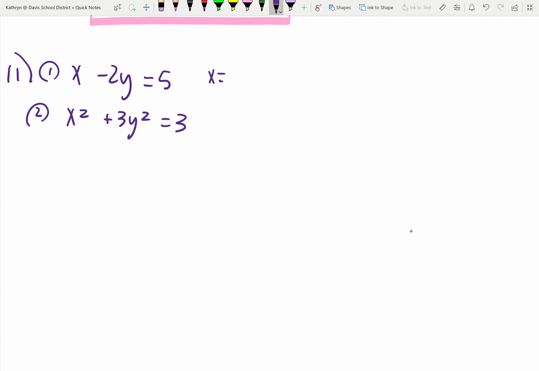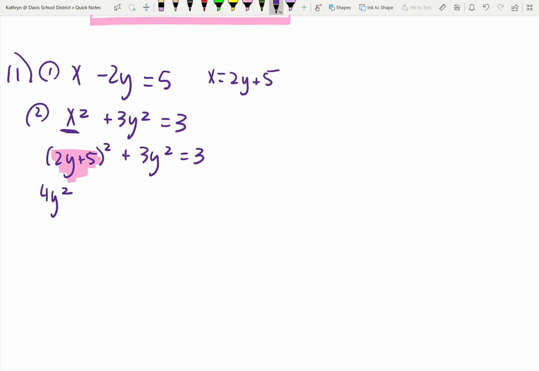So if you bring your 2y over, you know x is 2y plus 5, or 5 plus 2y. Now go right there and put that 2y plus 5 in. So go 2y plus 5 in parentheses squared plus 3y squared equals 3. Now, a place where lots of you guys are messing up is this is a binomial, so you have to FOIL that. So 2y plus 5 times 2y plus 5 FOILed is 4y to the second minus 10y minus 10y, pardon me, plus 10y gives me a plus 20y. 5 times 5 is 25 plus 3y squared equals 3.